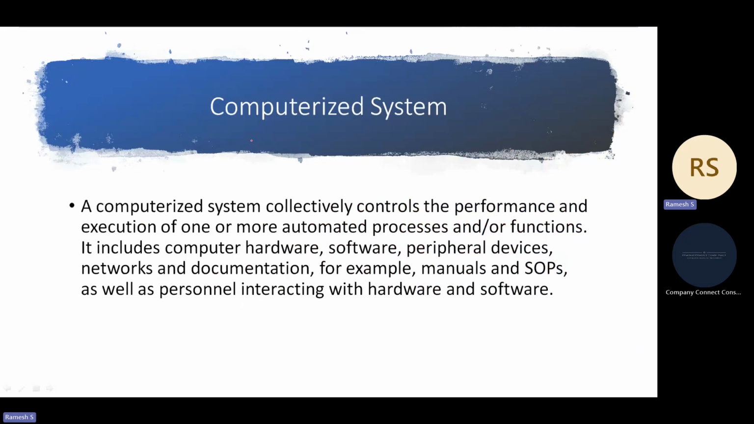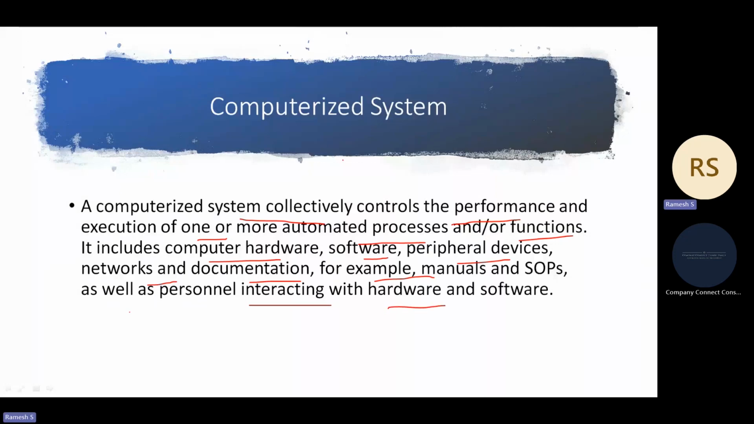Then we will see the definition of a computerized system, because we are not calling it computer system validation. We are calling it computerized system validation. So we will see what is meant by a computerized system. A computerized system collectively controls the performance and execution of one or more automated processes or functions. It includes computer hardware, software, peripheral devices, networks, and documentation, for example, manuals and SOPs, as well as personnel interacting with this hardware and software.